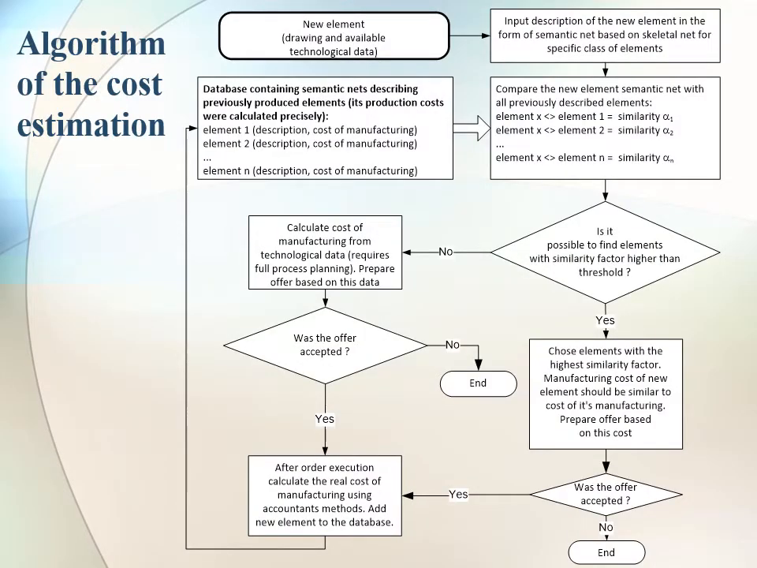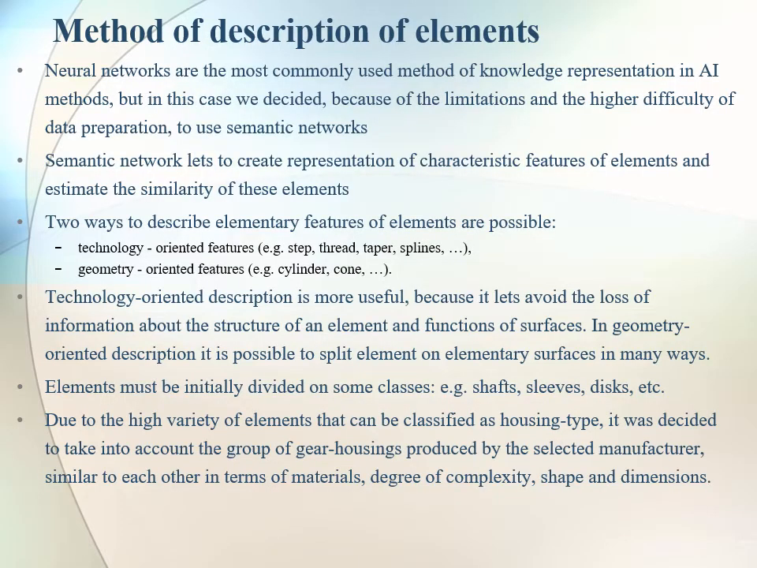So this is the algorithm of this cost estimation. If we find an element that is similar, we can prepare an offer. If this offer is accepted and we produce this element, the real production cost is calculated, and it enriches our database, so it is more accurate in the future. If not, we have to prepare the offer with the classical, more time consuming method, and again enrich this database.